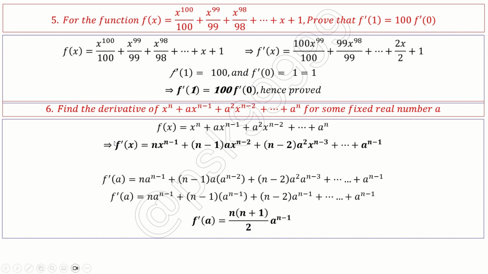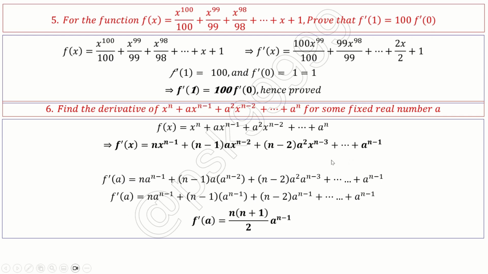Okay, so f'(x) is nothing but n·x^(n-1) + (n-1)·a·x^(n-2), and so on. The last term is 0, but you will get the term a^(n-1), because this is a^(n-1)·x. Okay, so these are the terms. Now I can just simplify them.